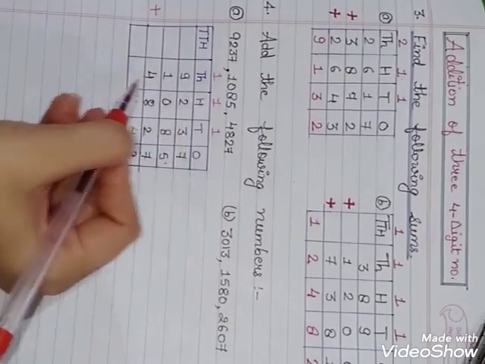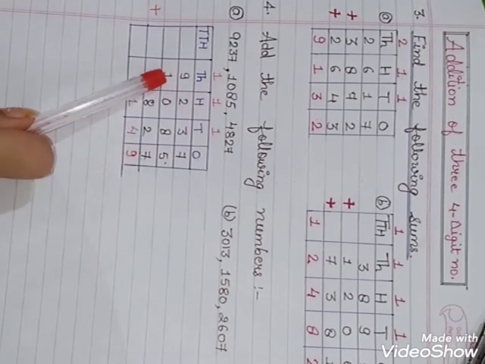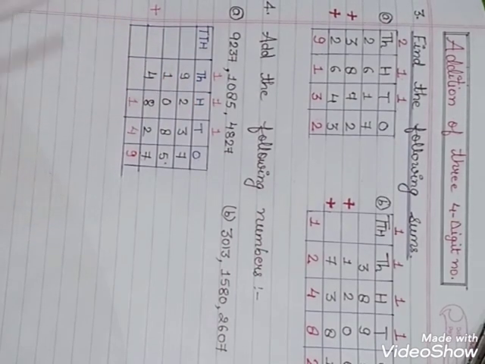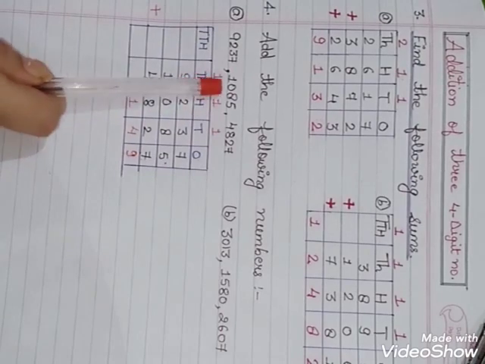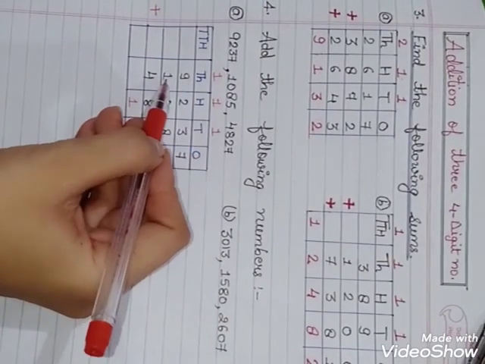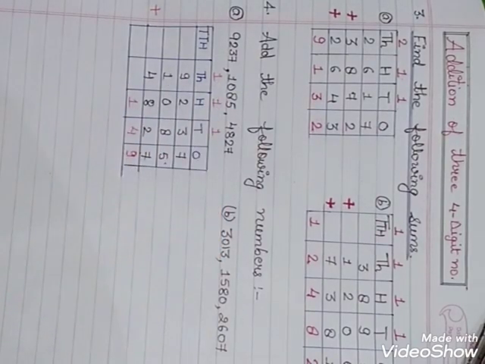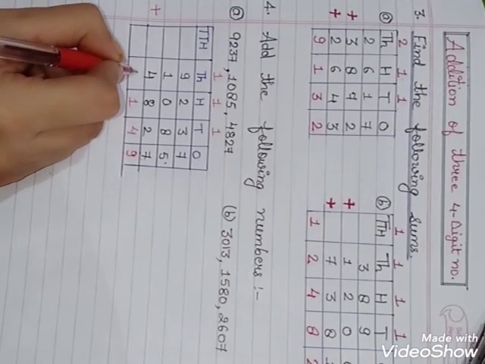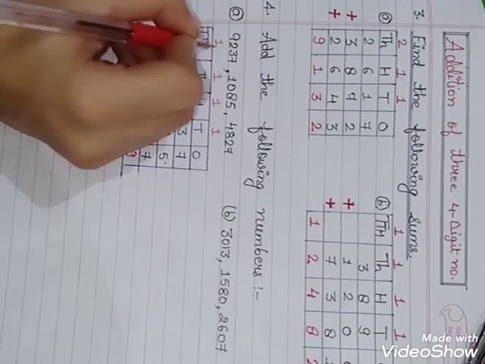Now add the thousands place digits, that are 9, 1 and 4. If we add 9 plus 1, we get 10. And 10 plus 4, that is 14. Now 14 plus 1. These carries are very important. Never forget to add the carries. So 14 plus 1 is 15. So 15 is a 2-digit number. So we write here 5 only. And 1 is on the 10,000s place.